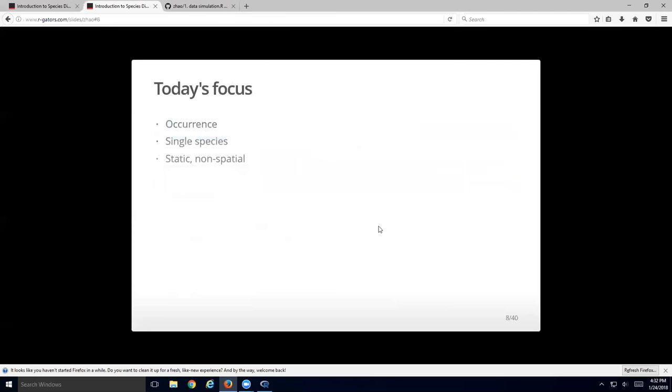So today, I actually want to use a very simple example. We will look at occurrence data. We will only look at one species, and we will only look at 1 year's data. So that means the model will be static, and we won't incorporate things like spatial autocorrelation. And of course, for a static model, we cannot incorporate things like immigration and emigration explicitly in the model. So you may ask, you look at such a simple case, so what will we get from that?